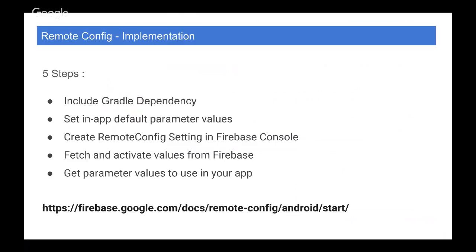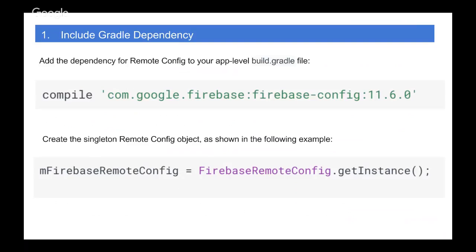And once that is done, you can use local variables and read values from the Firebase config servers to assign those values and use them locally within your app. So it's these 5 steps. Let's take a brief view on each of these steps and how they are done.